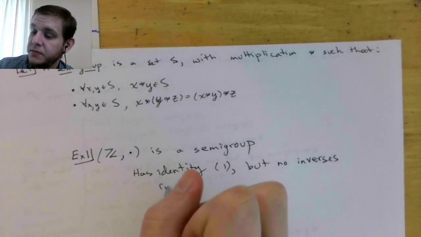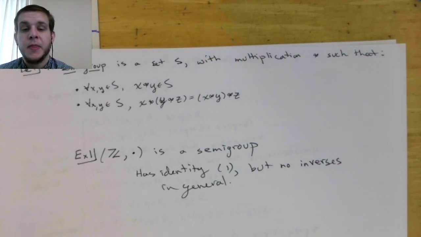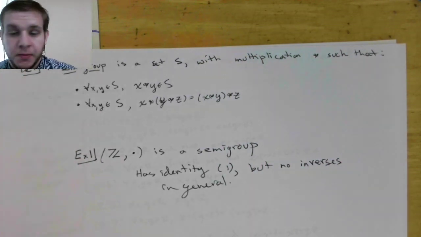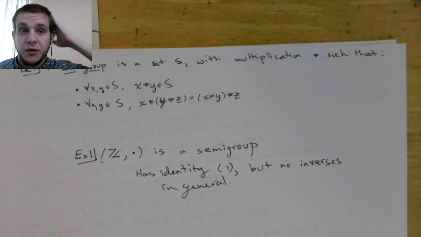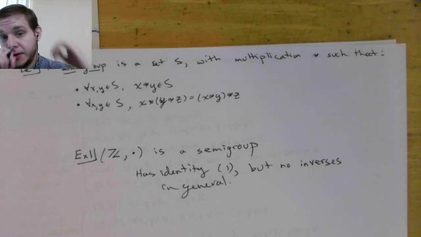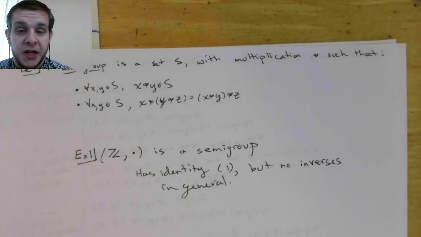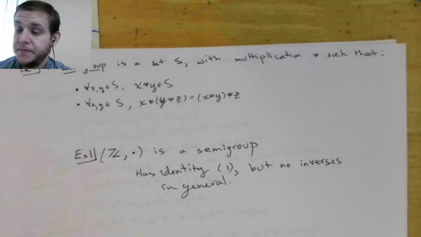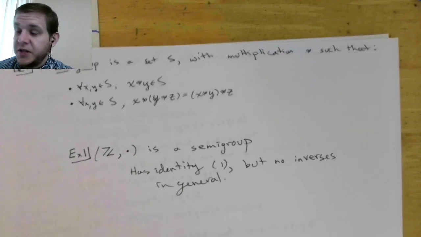in general. The only elements with an inverse in Z are 1 and minus 1. 1 is its own inverse, and minus 1 is also its own inverse. The rest of the elements all need to go to the rational numbers to find their inverses. And 0 doesn't have an inverse in any of the things that Z sits inside. You can never divide by 0 is the rule here. So that's our first example of a semigroup.